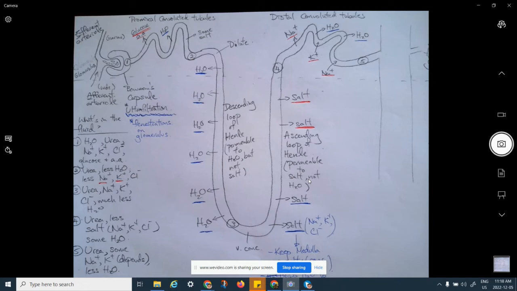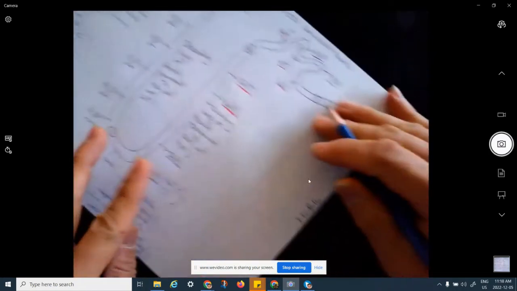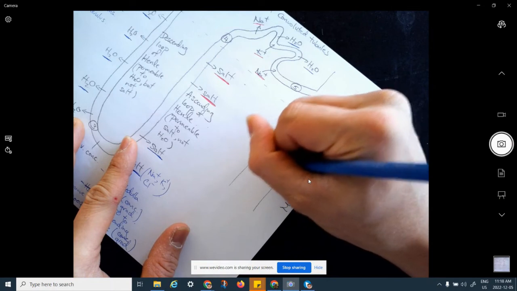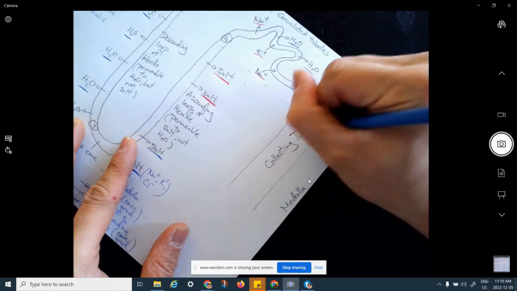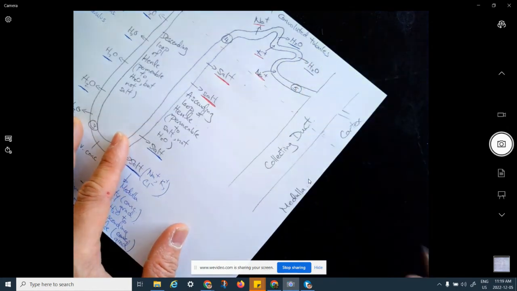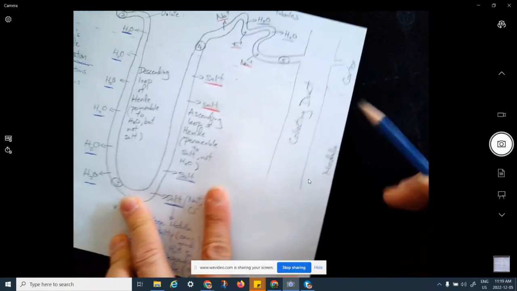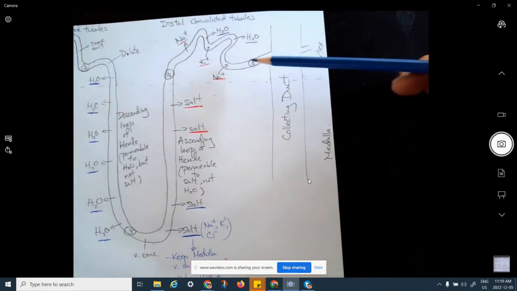Okay. Last but not least, and this one is relatively simple. We are at the last part here, the collecting duct, and this we officially can call urine. So, collecting duct. Now, the collecting duct is to collect urine from a number of nephrons.